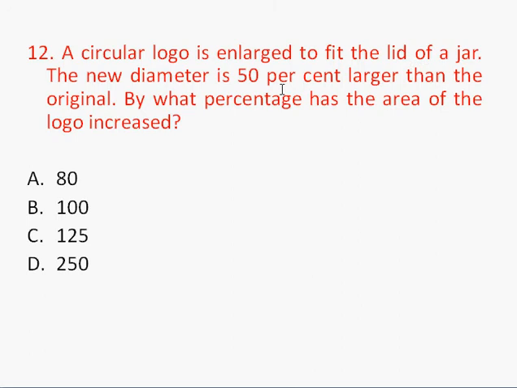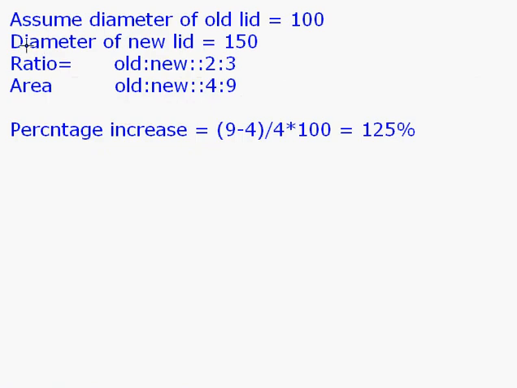Alright, so the question said a circular logo is enlarged to fit the lid of a jar. The new diameter is 50% larger than the original. So we first calculate the diameter ratio old to new, that was 2 is to 3. So the area ratio old to new will be 4 is to 9. So the percentage increase will be 9 minus 4 upon the original, which was 4, times 100, that is 125%.